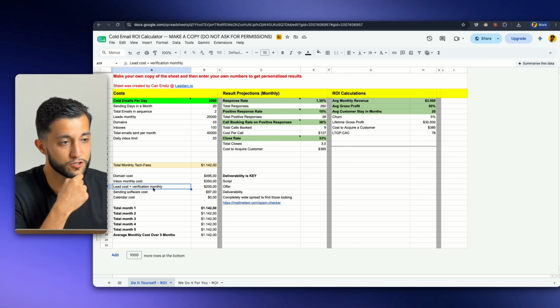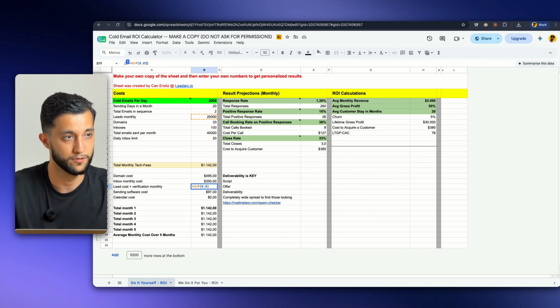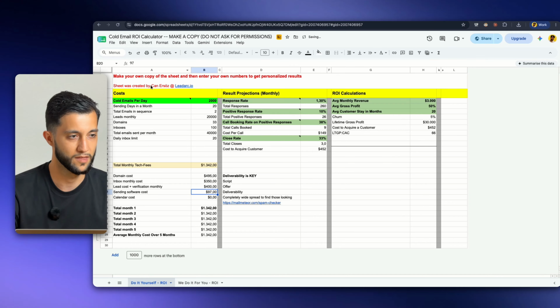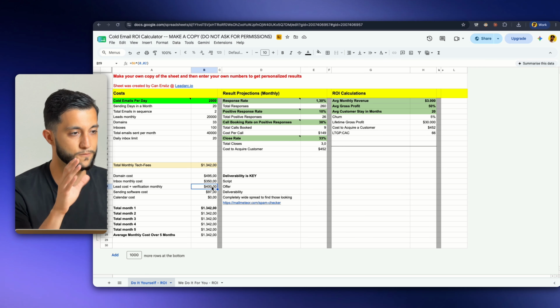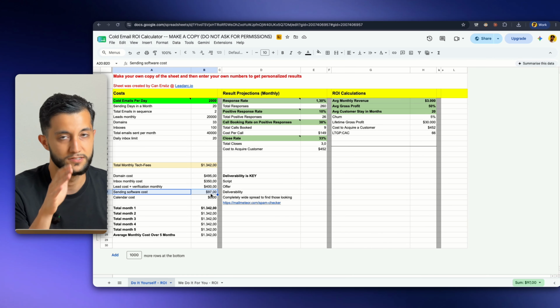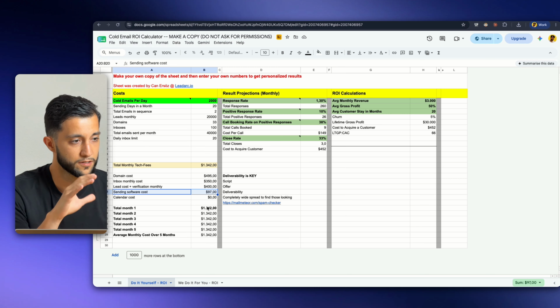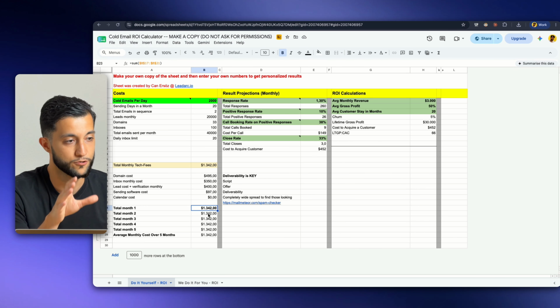Then we have the lead cost plus verification. That's roughly a cent, or rather 2. Doesn't really make that much of a difference in this case because cold email is cheap as hell. So let's say it's $400. And then you have the sending software cost of at least $97. In this case, you'd be spending $1,342 in your first month.